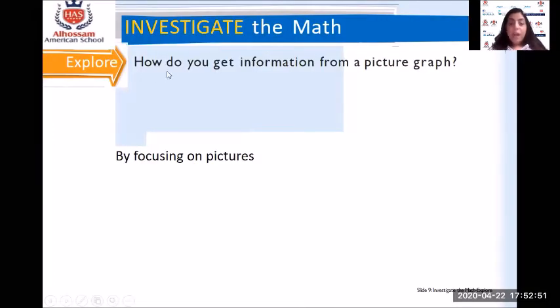Now, how do you get information from a picture graph? Answer this one. How do you get information from a picture graph? By using the pictures? Yes. I'm going to count the pictures to tell the number of the votes for each item in the survey. Right? Super.